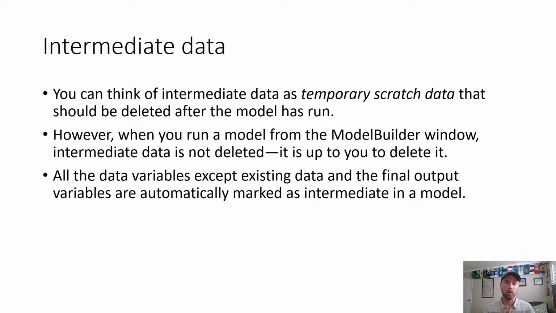When you run a model from the ModelBuilder window, intermediate data is not deleted. It's up to you to delete it yourself, so be aware of that. It's not actually put onto the map. It still exists, but just be aware of that. It's sort of like put into a scratch folder for you. All the data variables except the existing data and the final output variables are automatically marked as intermediate in a model.